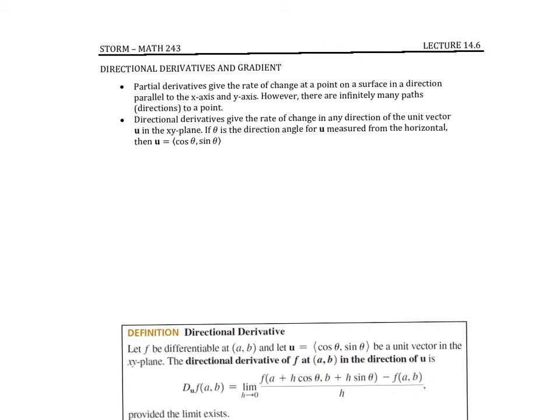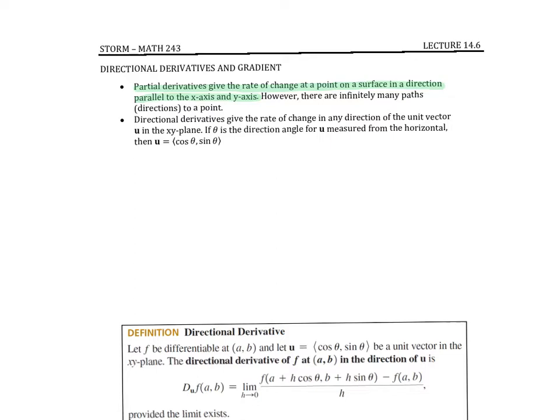So now that we know how to compute derivatives, we're going to explore this idea further. Just remember that when we compute derivatives, what we're computing is a rate of change. So when we compute the partial derivative of z with respect to x and the partial derivative of z with respect to y, we're finding specific rates of change with respect to x and y. So if we look at this first bullet point, it describes a partial derivative as a rate of change on our surface z in the direction parallel to the x-axis and the y-axis.